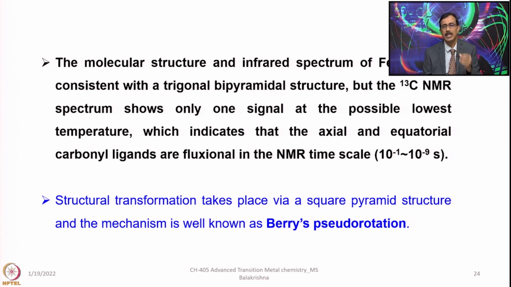So, strictly speaking, when we look into 13C NMR, it should show 2 signals, one for equatorial and one for axial in a ratio of 3:2, but nevertheless even at low temperature 13C NMR shows only one signal. So, that indicates a fluxional process in which there is a rapid conversion of equatorial into axial and axial into equatorial. The structural transformation takes place via a square pyramid structure and the mechanism is well known as Berry pseudo rotation. We also use another example such as PF5 to explain Berry pseudo rotation.